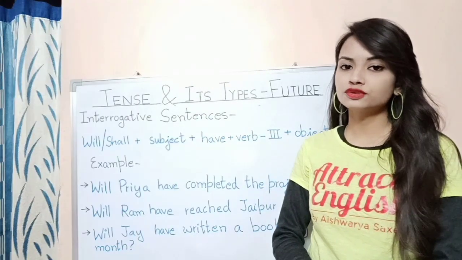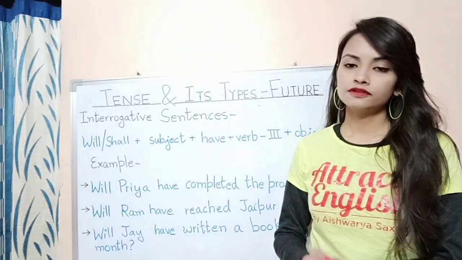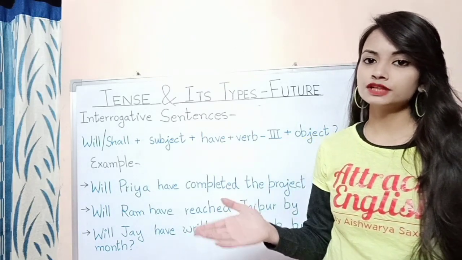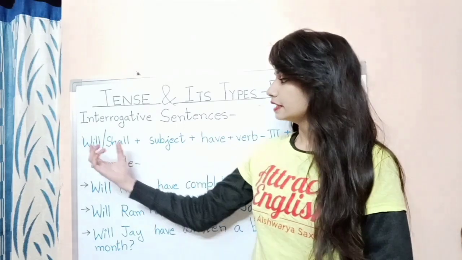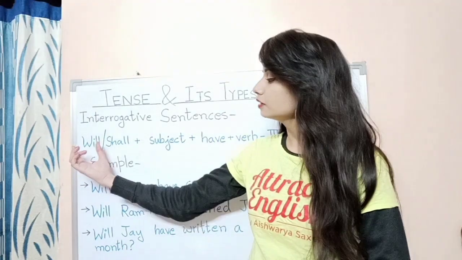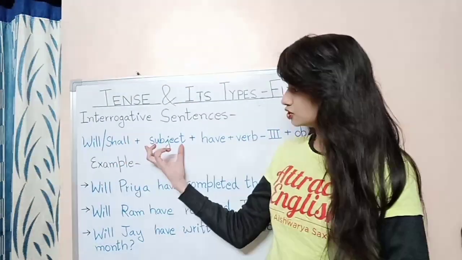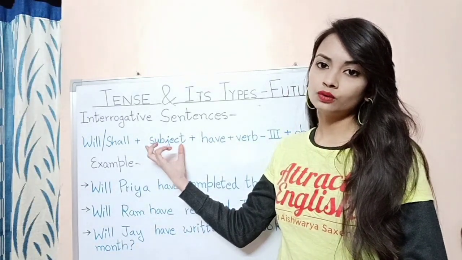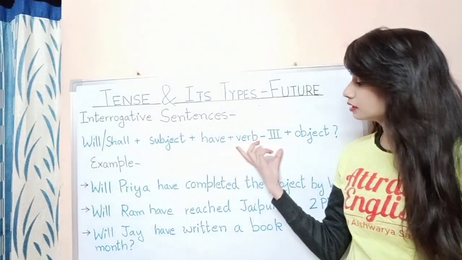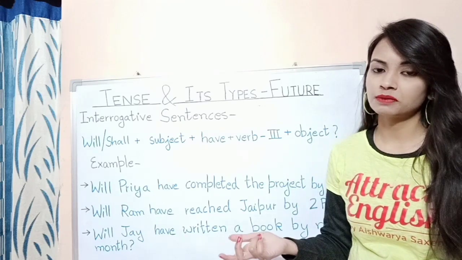Now we'll talk about framing interrogative sentences or questions in future perfect tense. Let us have a look at the format for doing so. The sentence or the question will start with the auxiliary verb. Here we have taken will or shall for example. Then plus the subject, that is either a noun or a pronoun. Plus have as it is, plus third form of verb, plus object, and lastly a question mark, since we are framing questions here.